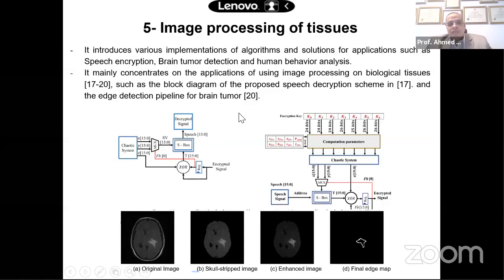We introduced a fractional order chaotic system, and we used it in the digital domain to make the encryption for speech and image encryption as well. And human behavior analysis, like the love paper we did in the digital domain. And actually in signal processing, we used edge detection for biological tissues. We did this for the retina and the brain tumor as well, using edge detection and checking how the fractional order filters perform versus the integer filters.